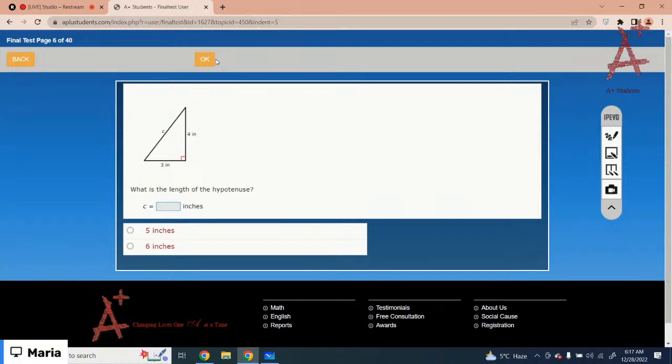3 square is 9 and 4 square is 16. Got it? So for C, you have to add both the values. So 9 plus 16 is 25. So it would be square root 25 is 5. So the correct option is 5. Just select the correct option, then click on the OK button.